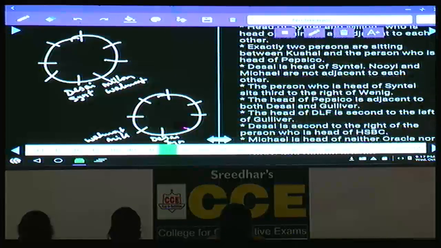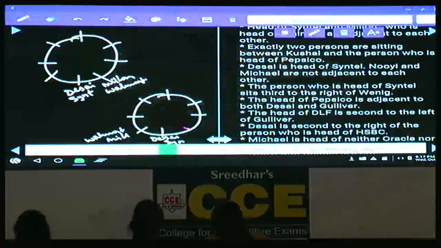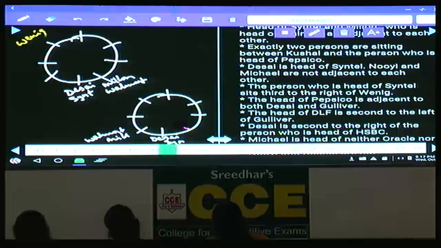Exactly 2 persons are in between Kushal and the head of PepsiCo. Desai is the head of Sintel, we have taken that one. Nui and Michael are not adjacent to each other. As of now, no information regarding this one. The person who is the head of Sintel sits to the right of Winnick. Hence, Winnick must be at this place. In the other case also, Winnick must be at this place.